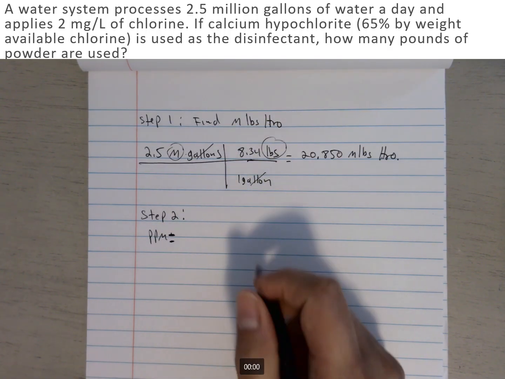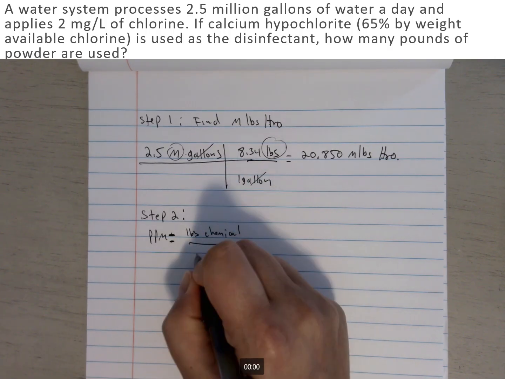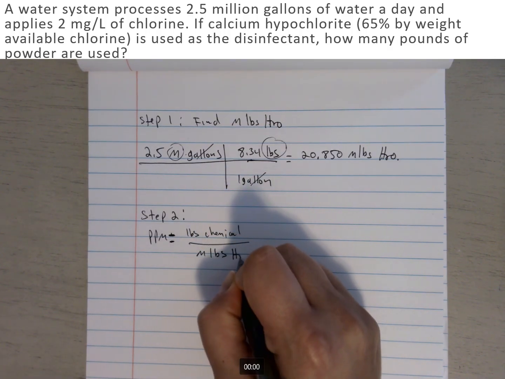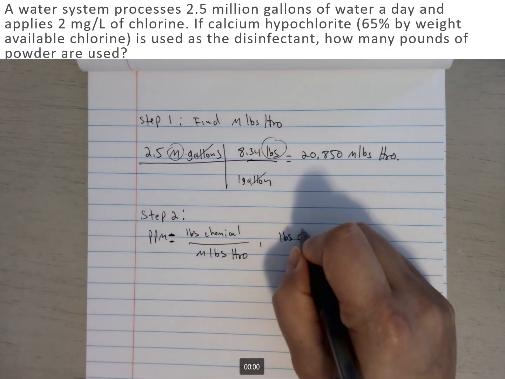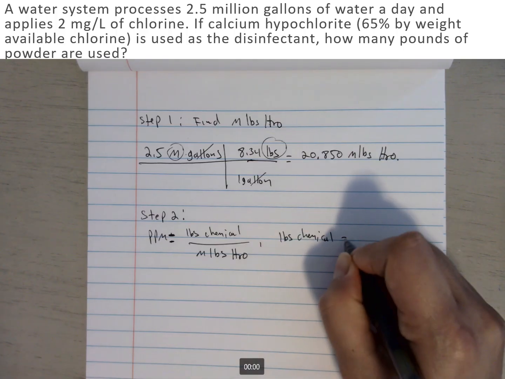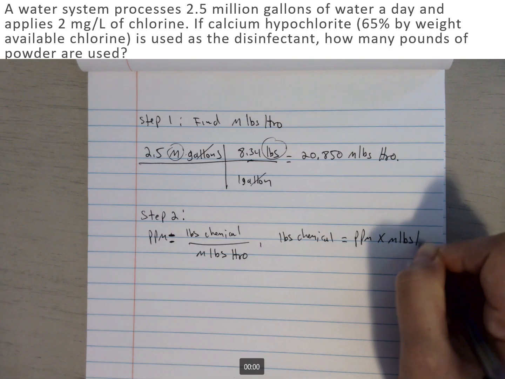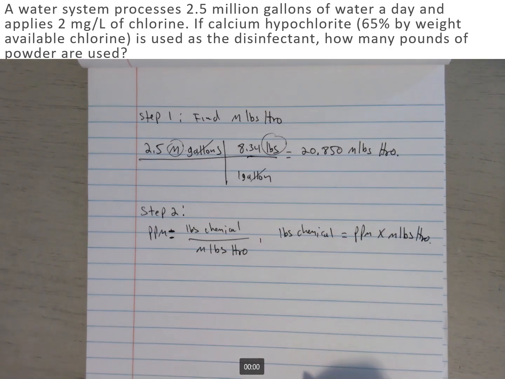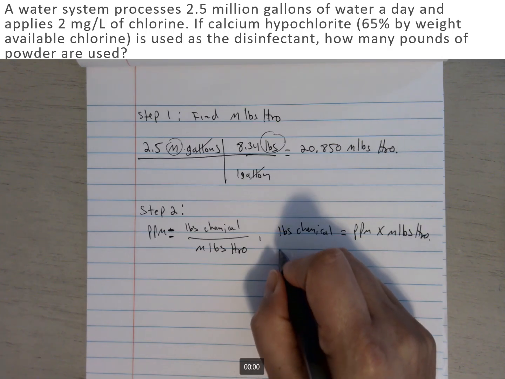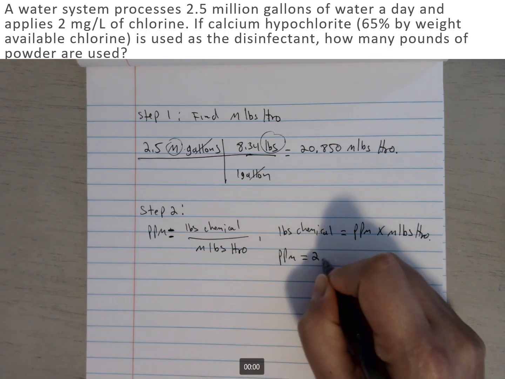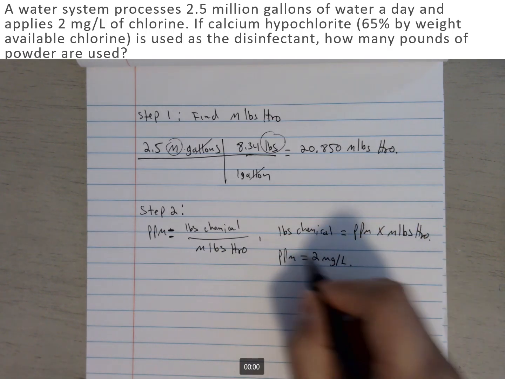So the part per million equation: pounds of chemical over million pounds of water. It can be written that way. It can also be written as pounds of chemical equal to our part per million multiplied by our million pounds of water, right? In this case, in the problem statement, we're already given a dosage concentration equal to 2 milligrams per liter. This is something that's already given in the problem statement.